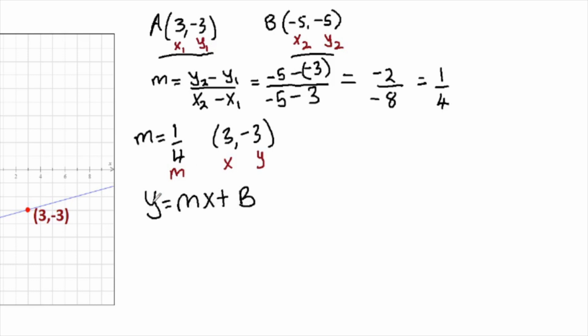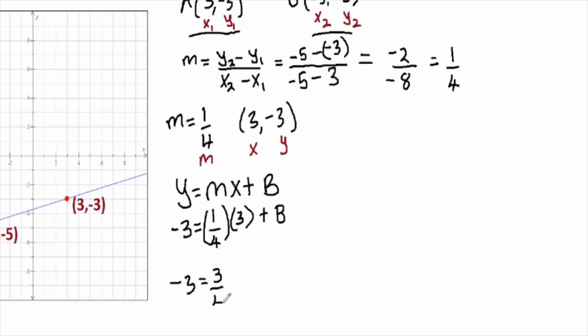So y is negative 3, so negative 3 equals m, and m is 1 over 4. Let me put it in parentheses and I'll explain why. Times x, and x is 3, plus b. So you see this part here? This part I will do in my graphing calculator. So I bring this down, negative 3 equals 3 over 4 plus b. So to get b by itself, this becomes a one-step equation.